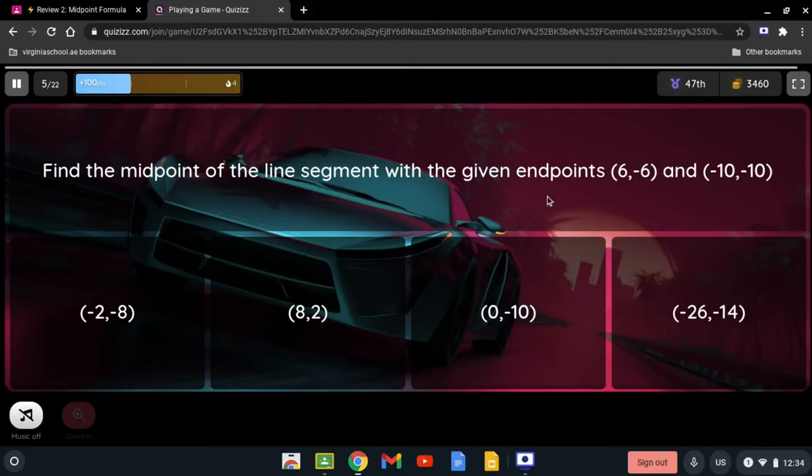Find the midpoint of the line segment with the given endpoints. We have 6, negative 6 and negative 10, negative 10. So again, we're going to use the midpoint formula. We're going to replace x1 with 6, so 6 plus x2, which is negative 10. We're going to write it on a calculator, so 6 plus negative 10 is negative 4, and negative 4 divided by 2 is negative 2. So we're going to write down negative 2, and then y1, we're going to replace with negative 6, so negative 6 plus y2, which is negative 10. So negative 6 plus negative 10 is negative 16. And negative 16 divided by 2 is negative 8. So it's in brackets, negative 2 and negative 8.